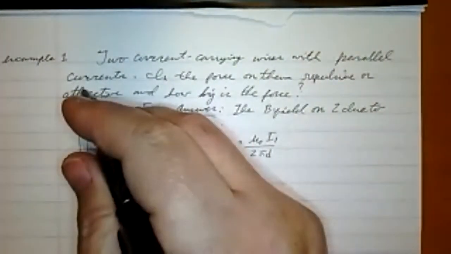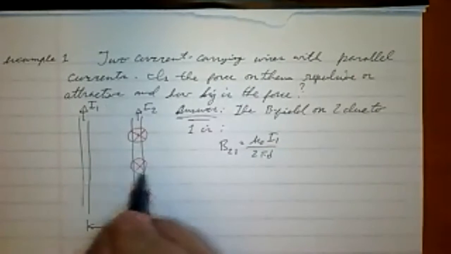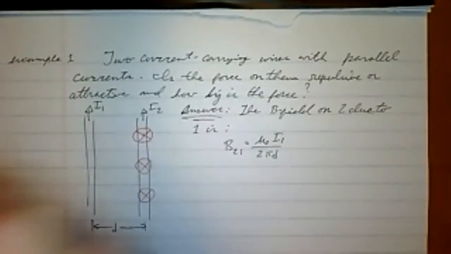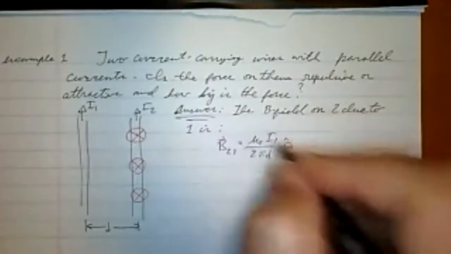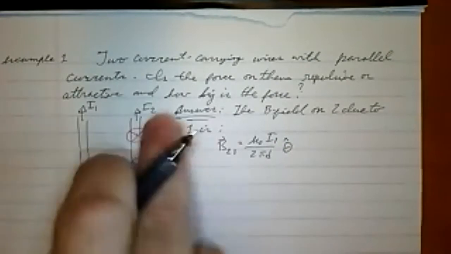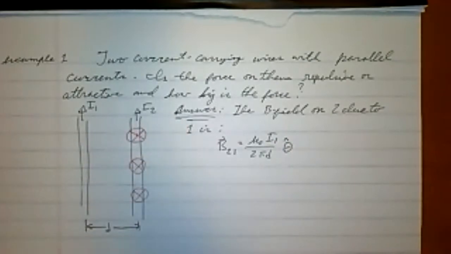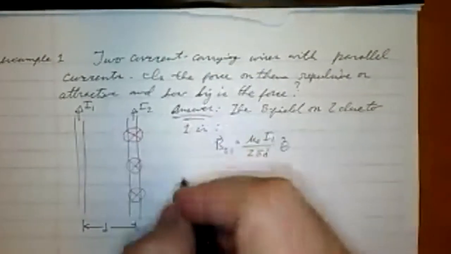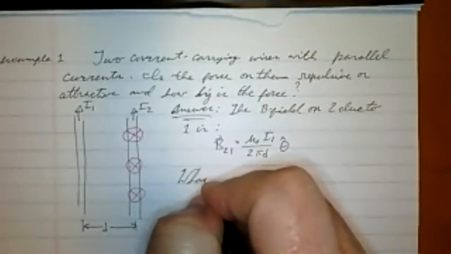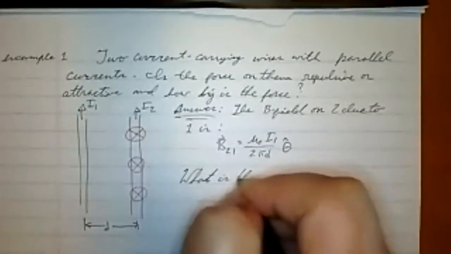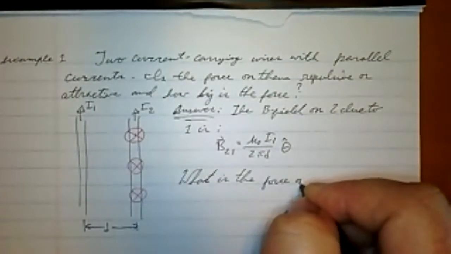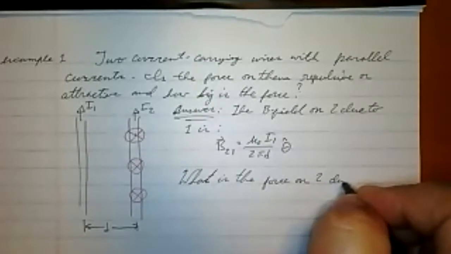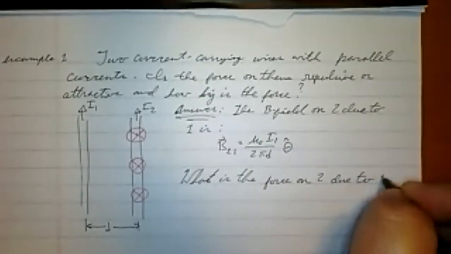You could set up a coordinate system, for instance, where the z-axis is along the wire, and then say the x-axis is this way, and the y-axis, of course, would be into the page, and then we would just call it theta hat, and that would be wonderful. Okay, that works, but it's not that necessary here. Just drawing it, you know what direction it is. Okay, now what we need to do is calculate the force on 2 due to B21.